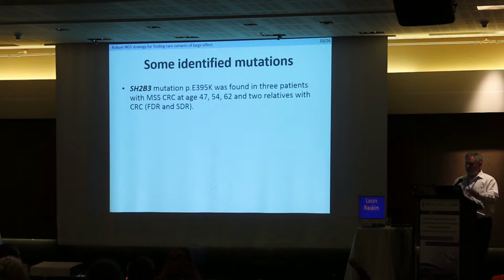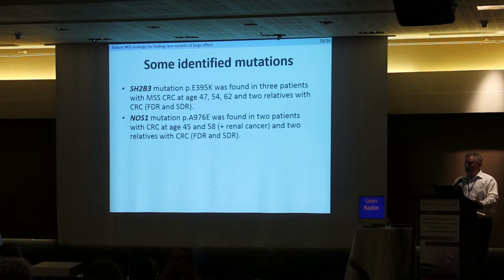So some of the identified mutations, this specific gene was found by recent GWAS a year ago. We found this specific mutation in 3 different independent patients with microsatellite stable colorectal cancer, 47, 54, and 62, with multiple relatives with colorectal cancer.